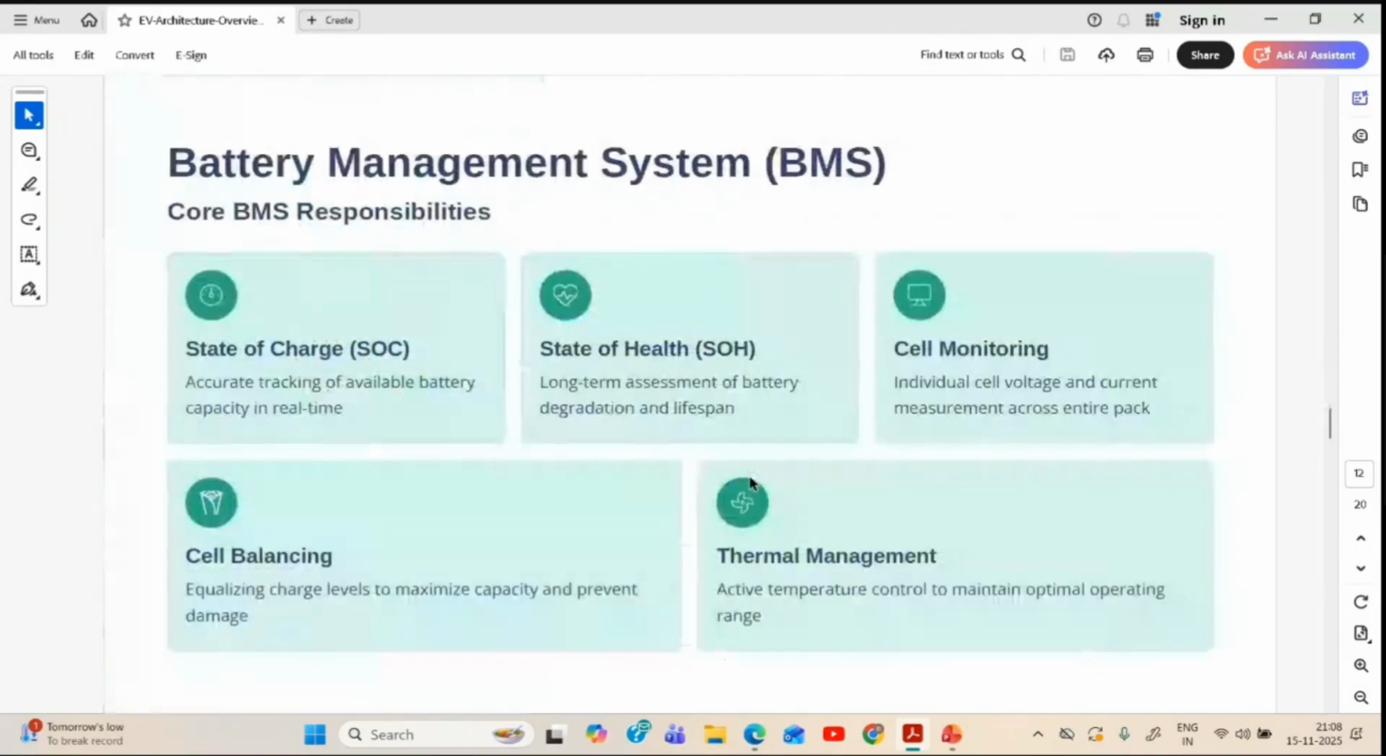Next is your BMS part. In BMS, we know that this is the battery management system, and we have just mentioned 4 or 5 parameters, but there are many parameters, right? So we have state of charge, state of health, cell monitoring, cell balancing, thermal management, all very, very important. We will see some aspects regarding SOC. In SOC, for example, we might be using the voltage method, coulomb counting method, open circuit method. So we should know all these things.